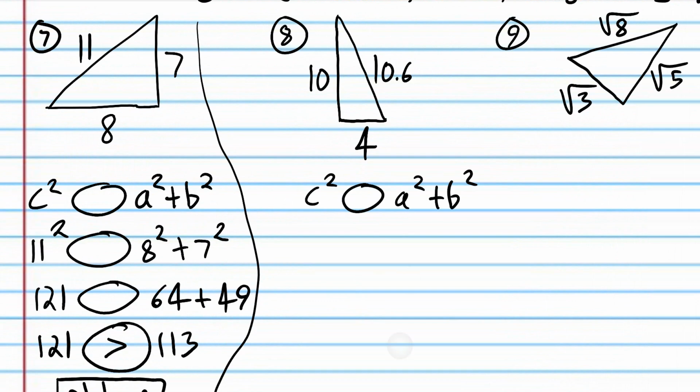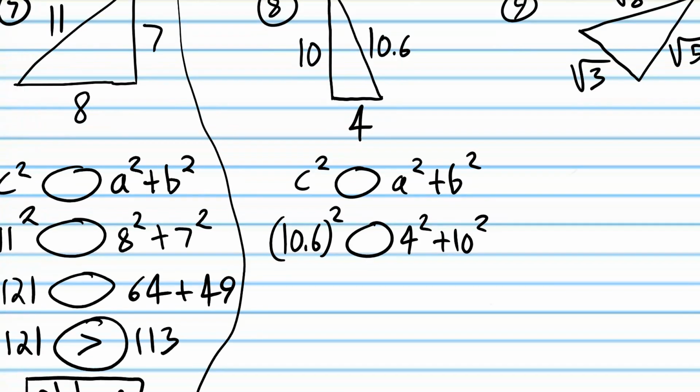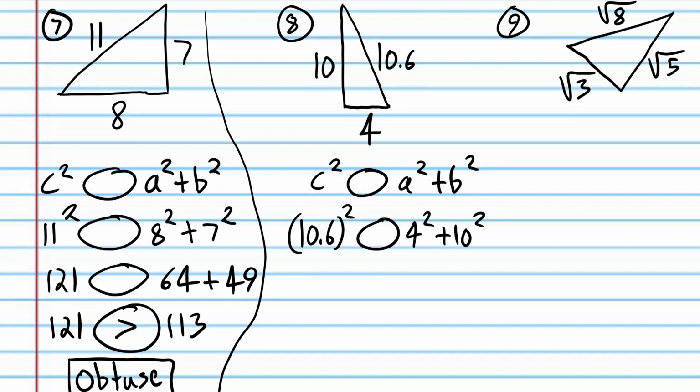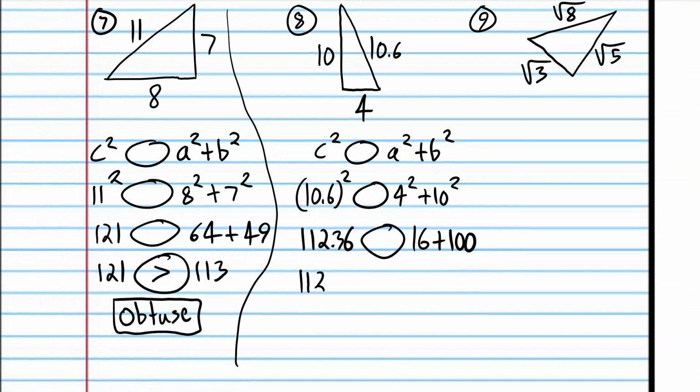And the longest side we can see is 10.6. So that goes on c. And a will be 4 and b will be 10. And so we're definitely going to need a calculator for 10.6 squared. That's not easy to square. So 10.6 times 10.6 is 112.36. Again, don't be afraid to use a calculator for that. And we have 16 plus 100, which is 116 if we add those two numbers.